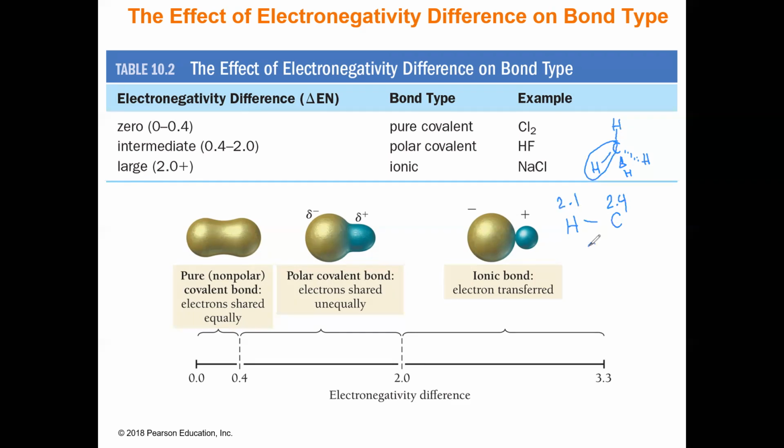Now the difference between these two electronegativities, if we subtract the smaller one from the larger one, is a 0.3 electronegativity difference. That ends up being less than 0.4. So that means that there is not really a pull of the electrons from one atom more than from the other atom. So this is still a pure covalent bond, but we consider this a non-polar covalent bond.